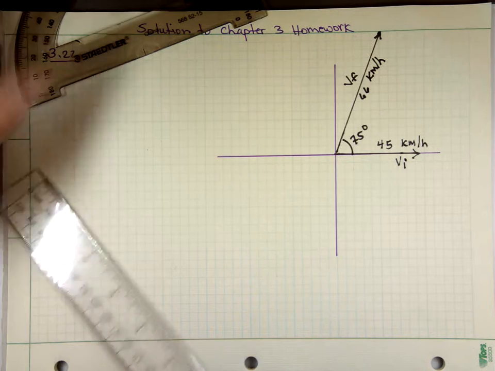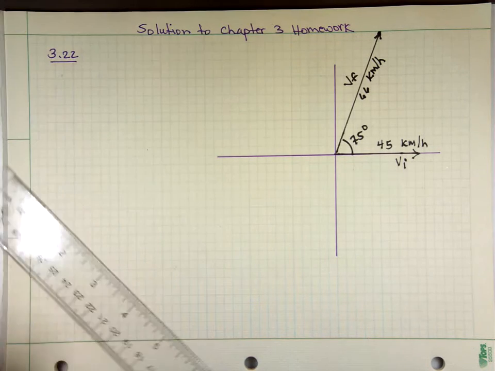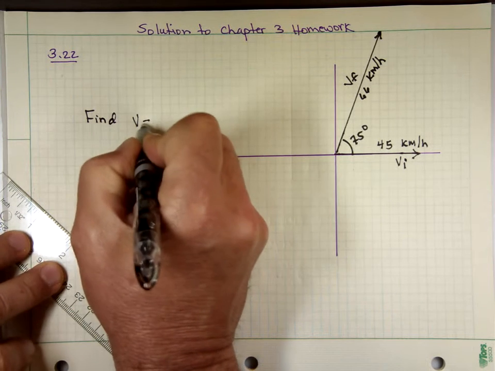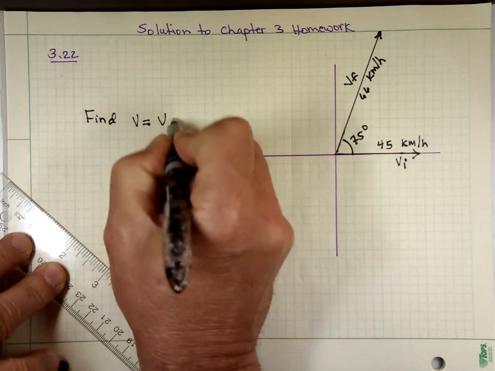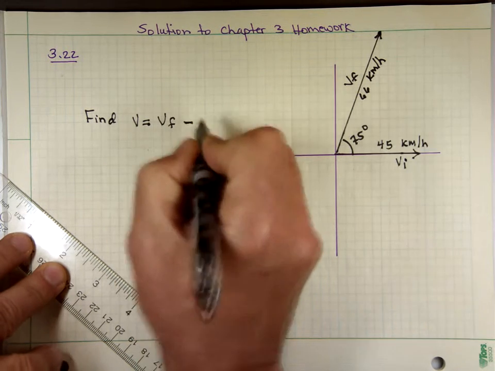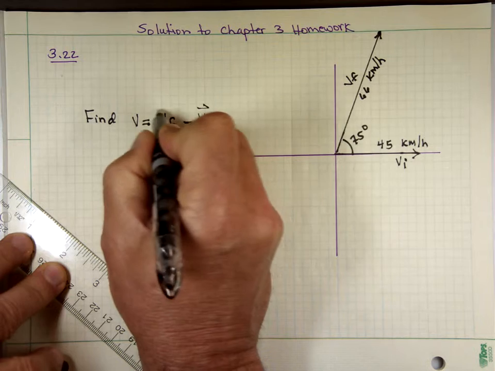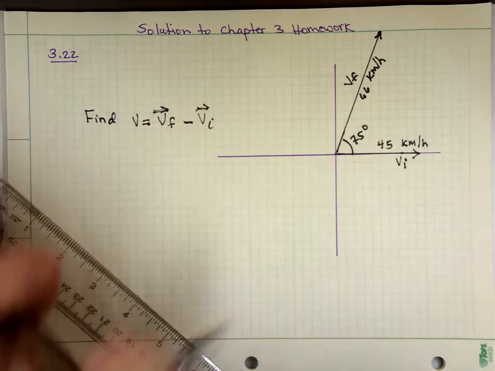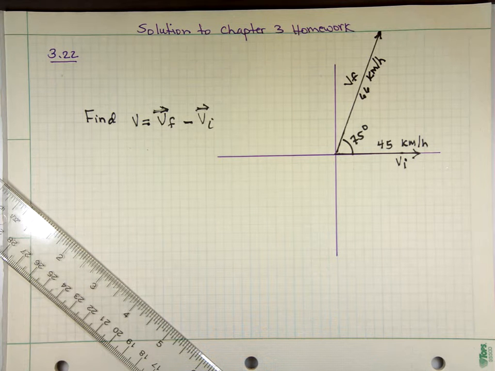And the question is, find delta V, which is V final minus V initial. That's what they define it as. When you draw a line over it, that means it's a vector. So they want the value and the direction. And it says draw the vectors and all this. So they want to do them graphically.